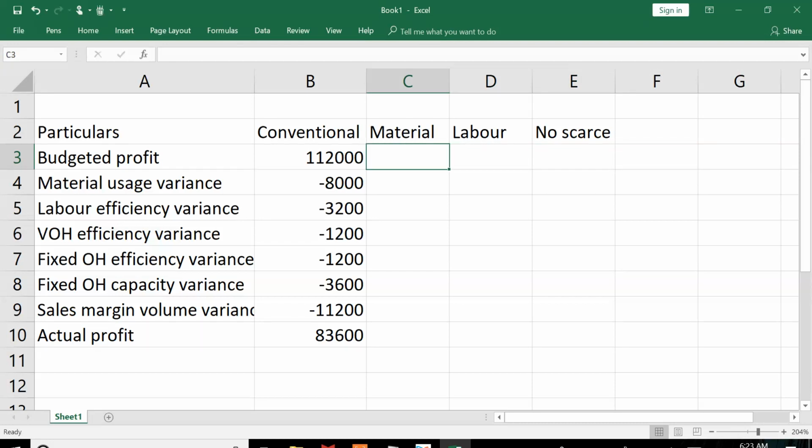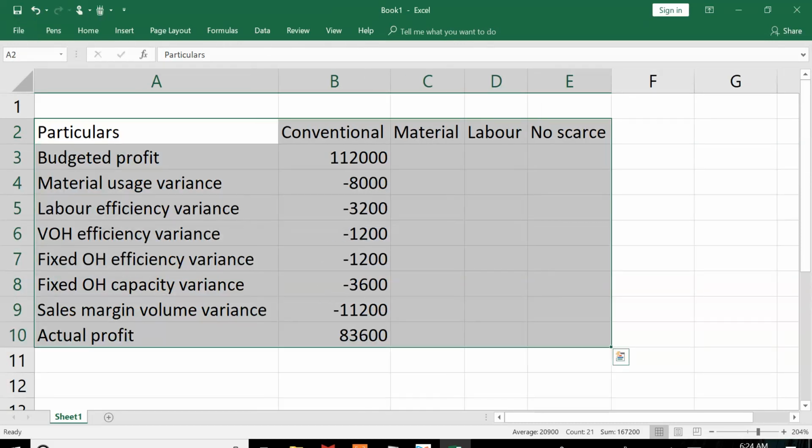Go to material usage variance and tell me how much material we have wasted. What was the standard quantity and what is the actual quantity? So 2,000 kg we have wasted. 18,000 is the standard and 2,000 kg we have wasted.